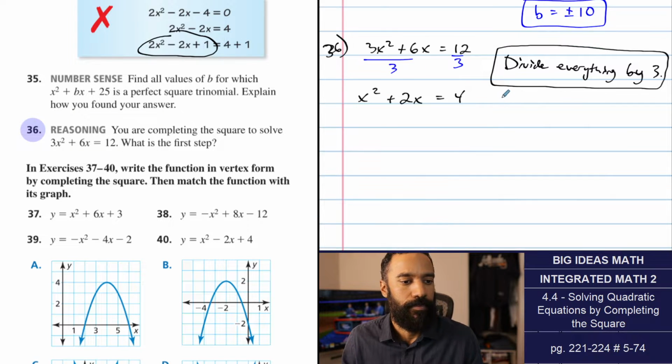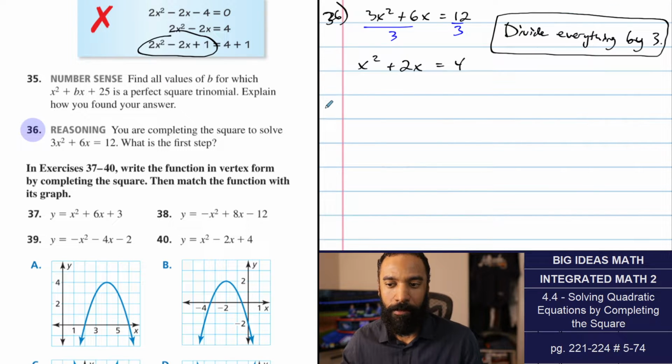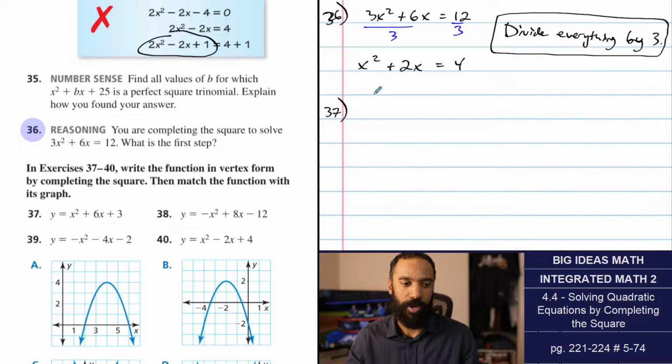Okay. Now listen, I can do it at all costs, even if 12 couldn't divide by 3, but I must absolutely make that a 1x squared.